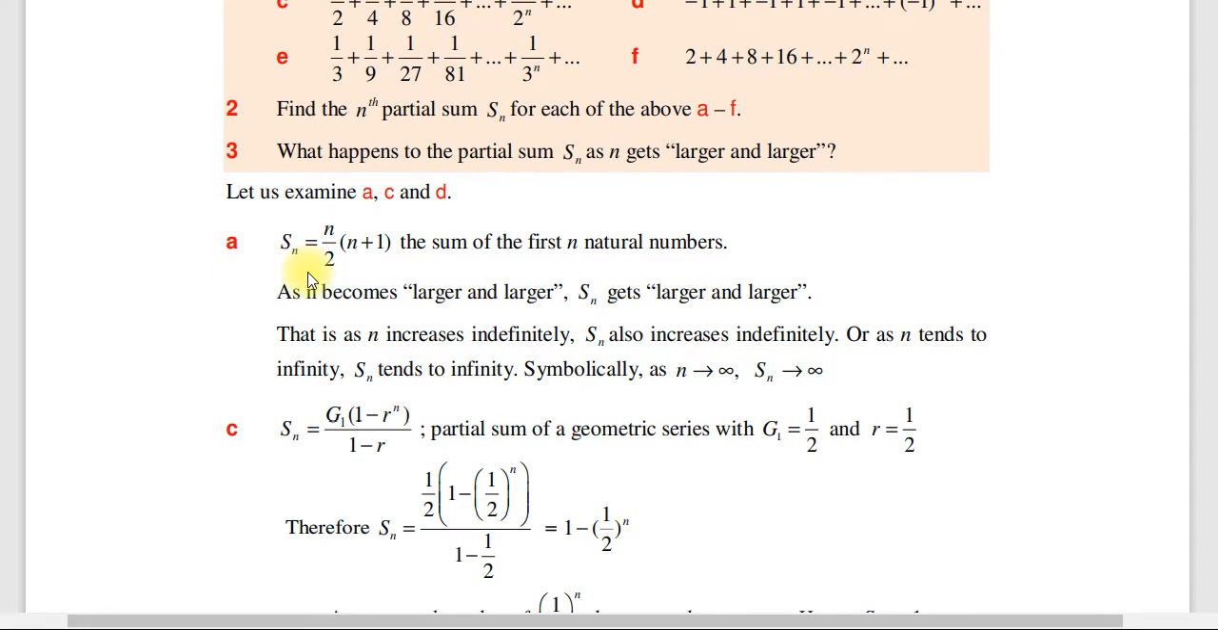ሂር ለምሳሌ Sn is equal to n over 2 into n minus 1 ይሰጣል። The sum of the first n natural numbers: as n becomes larger and larger, Sn gets larger and larger። ለምሳሌ እዚህ ላይ ኢንፊኒቲ ብናስገባው Sn ኢንፊኒቲ ነው የሚመጣው። As n goes to infinity, Sn goes to infinity ማለት ነው። ወይም approach to infinity ብለን እንገልጻለን ይሄን። ወይም as n tends to infinity, Sn tends to infinity.